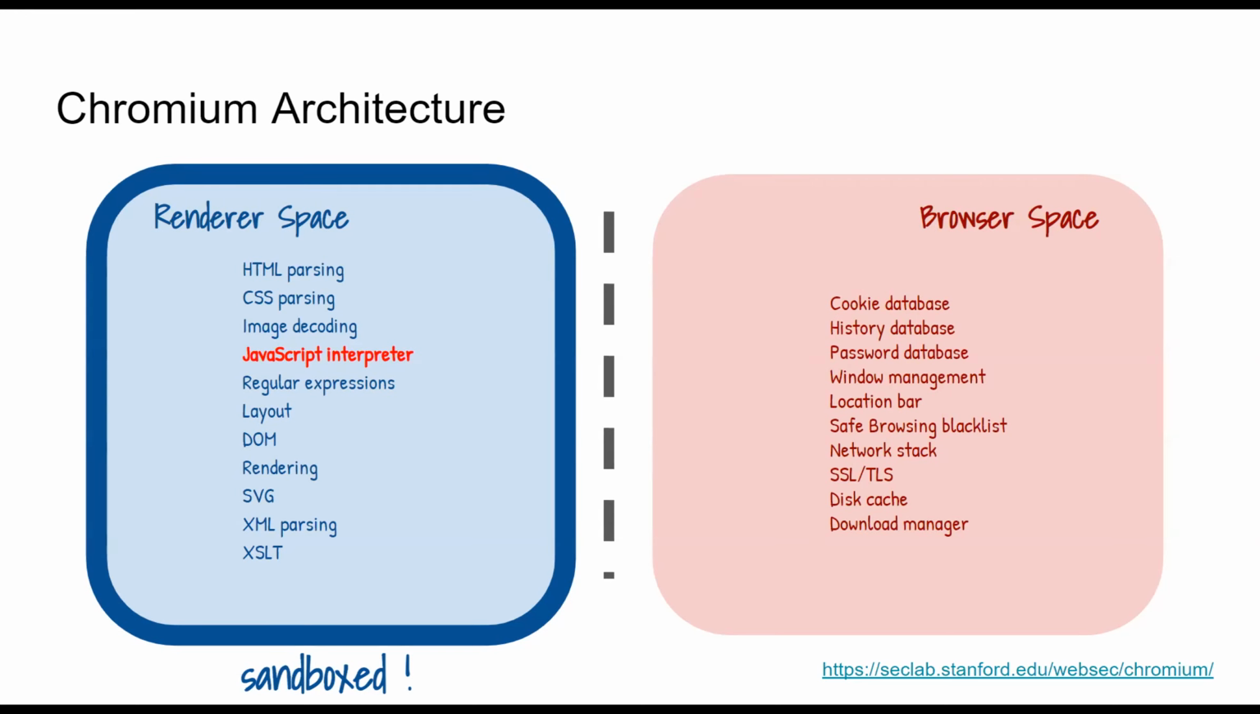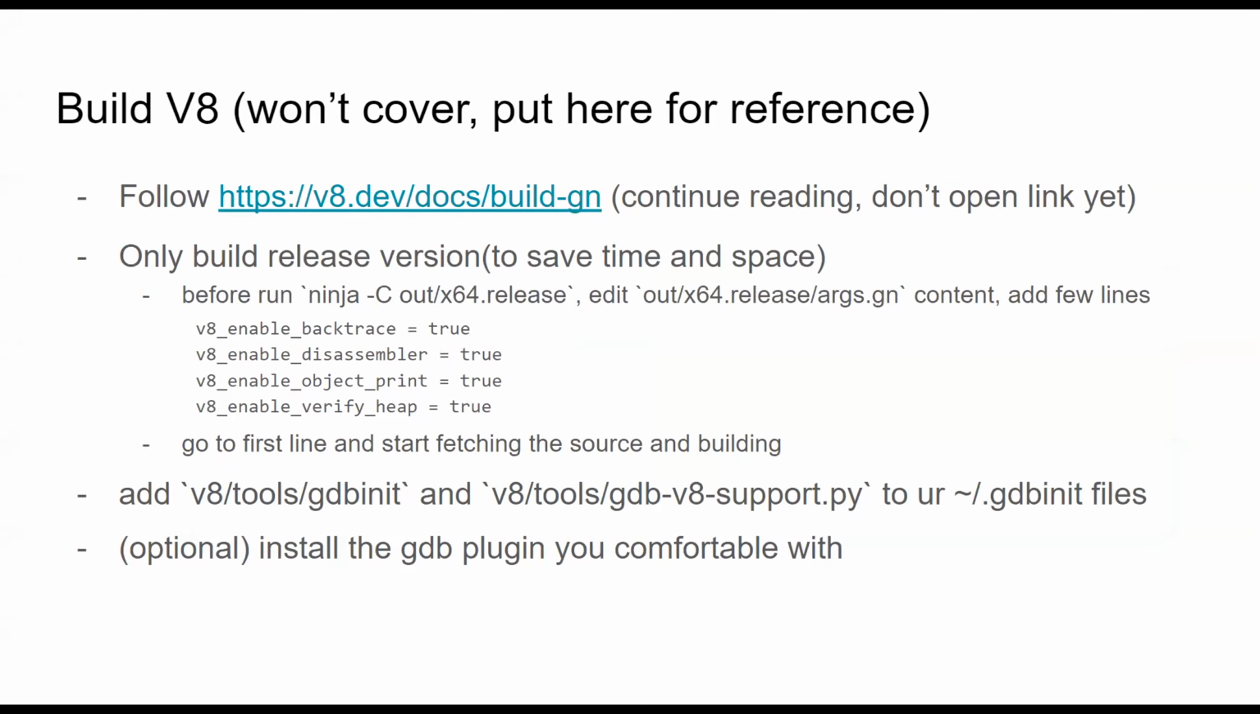And the render space, when we are using Chromium or Chrome or others based on Chromium internals, is usually sandboxed, which means the render space processes cannot directly do sensitive operations. In this case, we'll be targeting the JavaScript interpreter in the render space. During this session, if there is anything unclear, you can just sound off and I will be happy to explain. So this is the V8 building process.